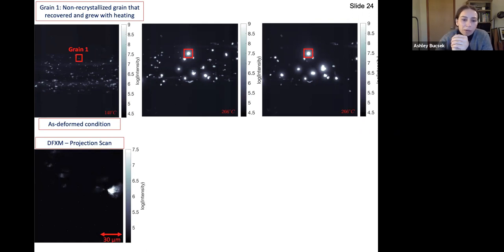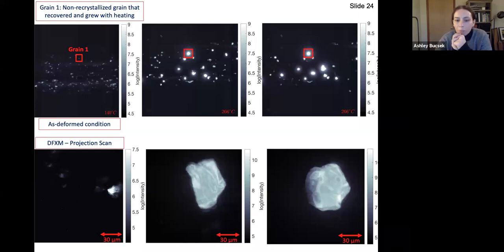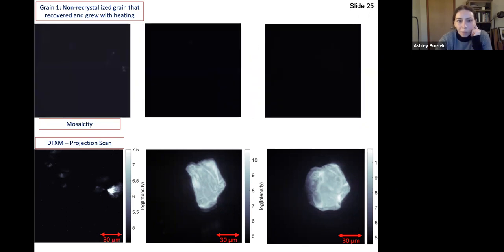So it starts out as a small, highly deformed grain, maybe 15 micron across, but then very quickly it grows into a large crystal with much fewer defects. I don't have reconstructions yet, but I can show the videos of these scans. So here's one of the mosaicity angles. You can see we start out with a very small grain, highly deformed.